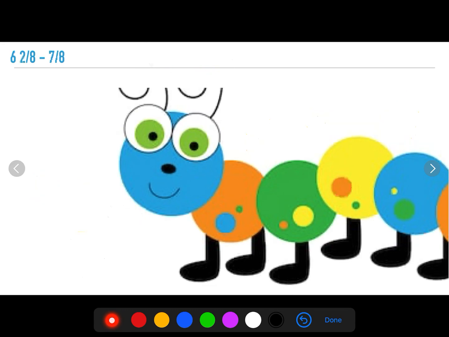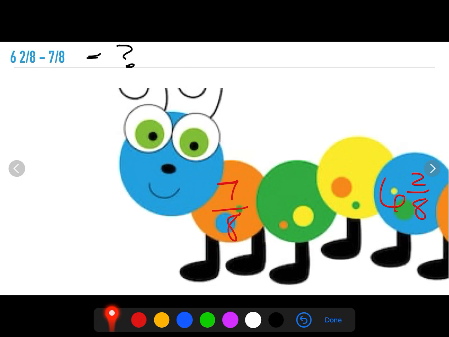Let's try another one. In this problem, I have 6 2/8 minus 7/8. Again, I don't know the answer, but I do know whatever the answer is, I can add it to 7/8 to get 6 2/8. Where am I putting 6 2/8 on my centipede's body? Awesome job, it's going right at the end. And what about 7/8? Awesome job, it's going right at the beginning because I know that I'm going to be adding to 7/8 in order to get to 6 2/8.